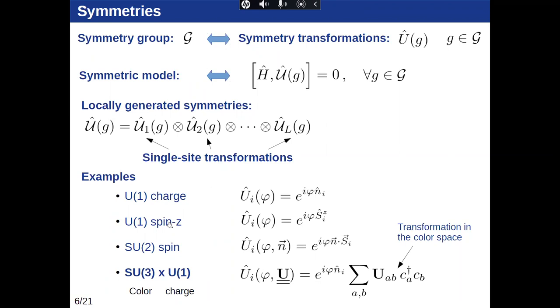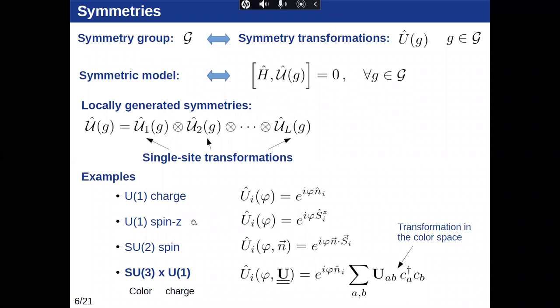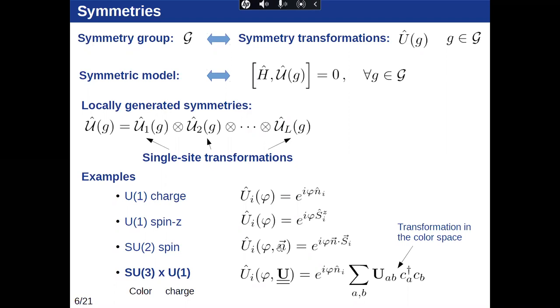Again, if I have a conservation of the spin Z component, in the SU2, so the usual spin S^z component, then I can define my unitary transformation accordingly. If I have total SU2 symmetry, then of course I can rotate my system around any axis. So then I have this kind of transformation. And now in our example, I will talk about the SU3 cross U1 symmetry.